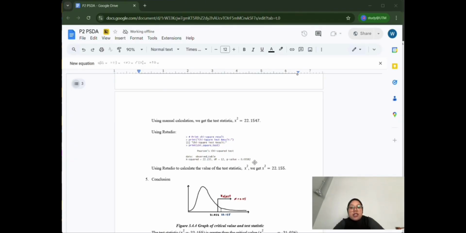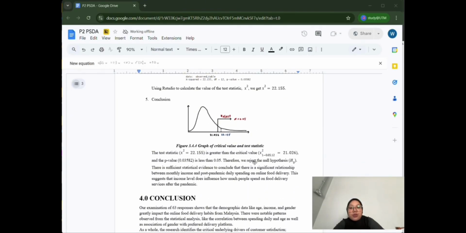This means that there is sufficient evidence to conclude that monthly income and post-pandemic daily spending are dependent. There is a meaningful association between income level and how much people tend to spend on food delivery, suggesting that income does influence consumer behavior in this context. These findings align with the real-world expectation that individuals with higher income may have more flexibility or preference for food delivery services, while lower income groups may spend less due to budget constraints.